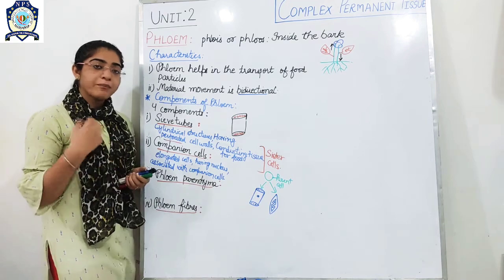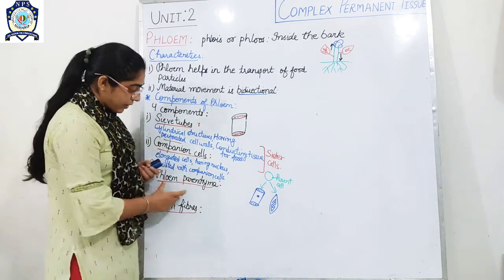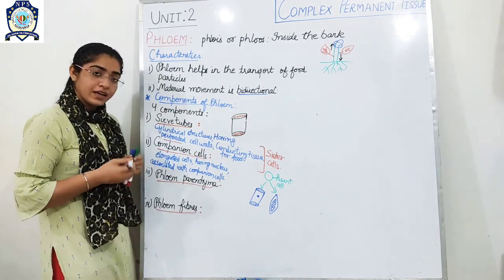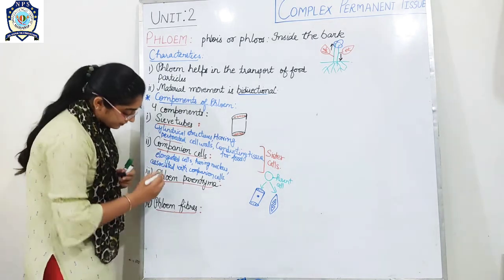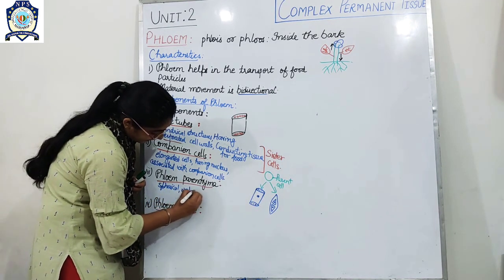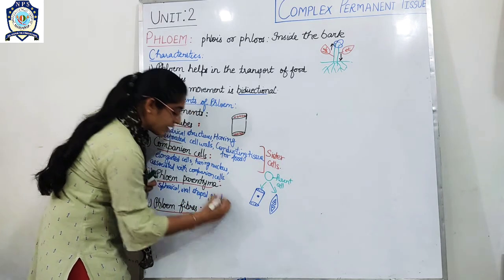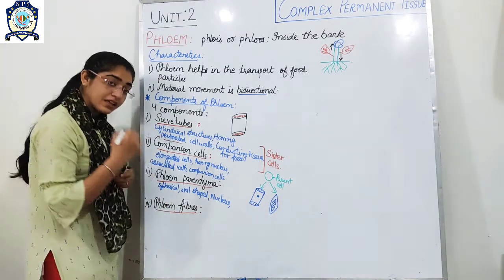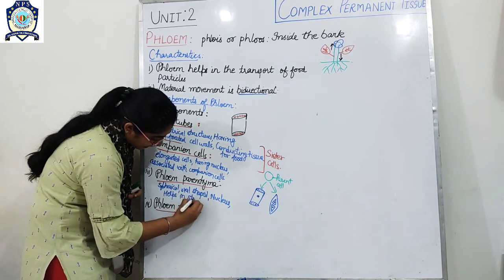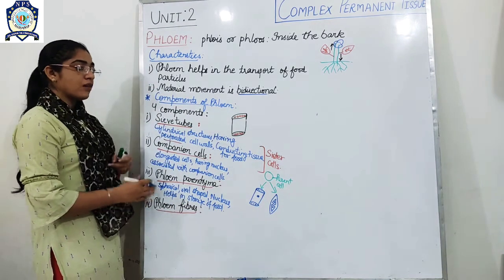Next is the phloem parenchyma. Like xylem parenchyma, phloem parenchyma cells are also spherical or oval shaped cells having a nucleus, and their main function is that they help in the storage of food. So this is all about the phloem.